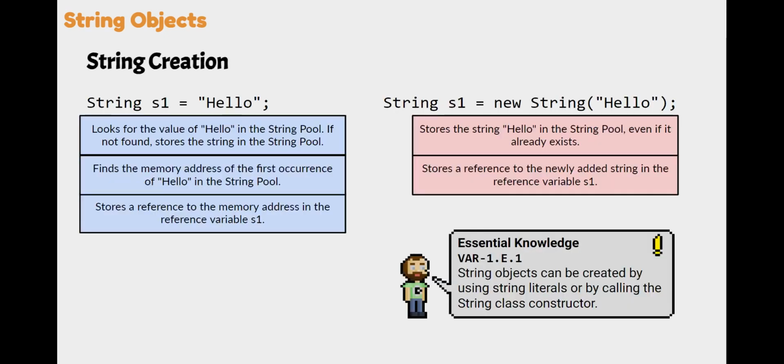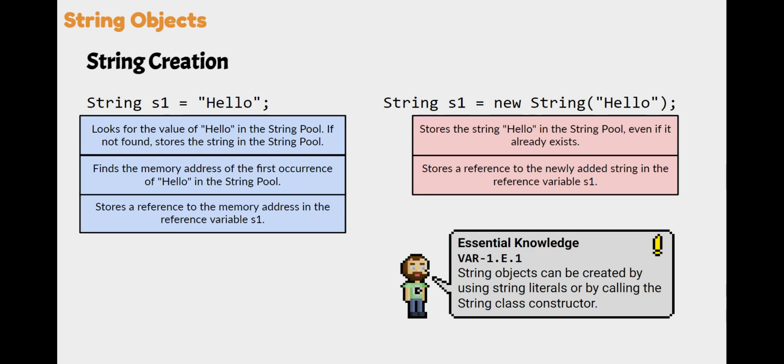If we just assign a string variable a string literal, Java looks for the value in the string pool. If not found, it stores that string in the string pool. It finds the memory address of the first occurrence of that word in the string pool and stores a reference to that memory address in the reference variable.